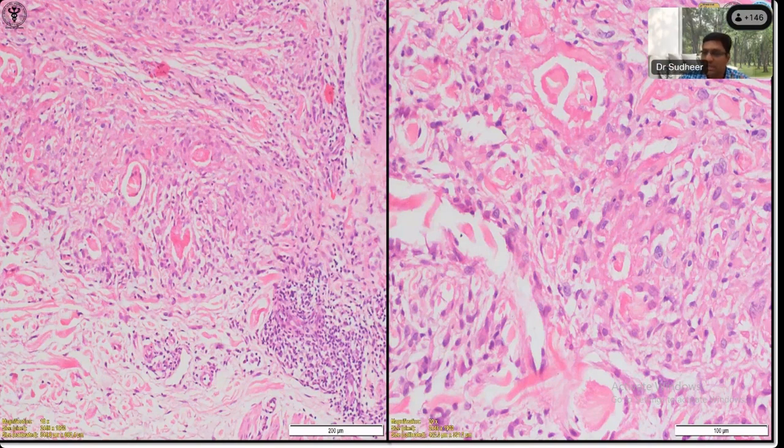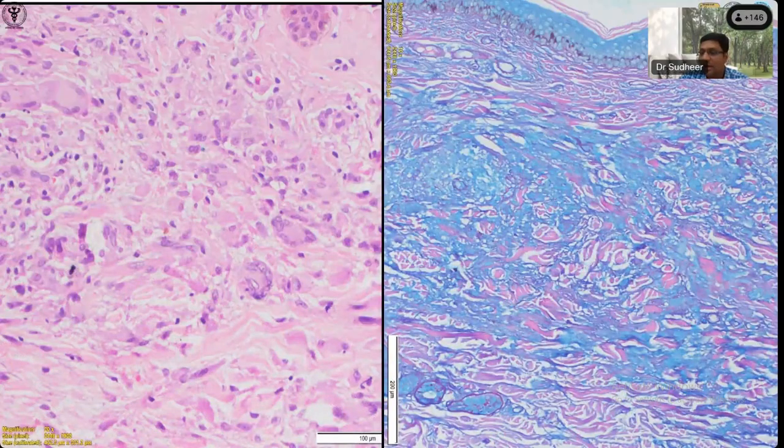Whenever you see this kind of picture, always carry out an Alcian blue stain. You have to demonstrate the presence of mucin. That's why they are called blue granulomas. Even on H&E, you can see a bluish hue of mucin in the center of these granulomas. That can be demonstrated very well by special stains like Alcian blue PAS. So, do you agree that it is a blue granuloma?